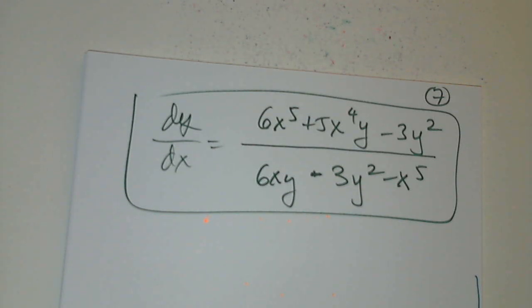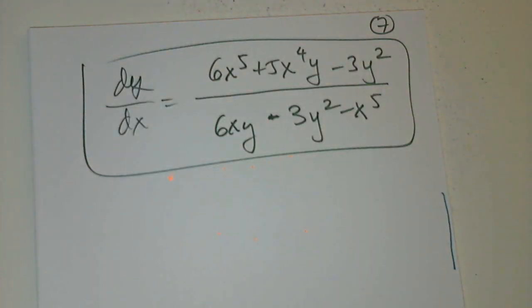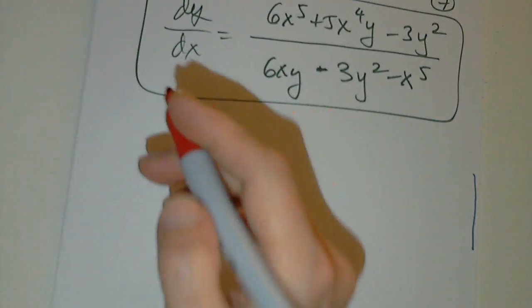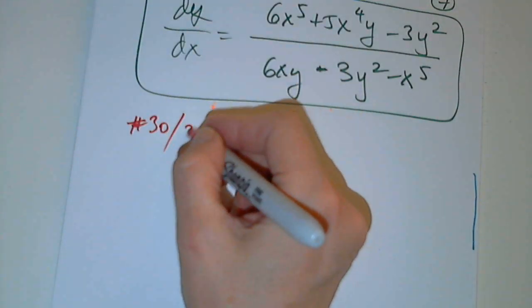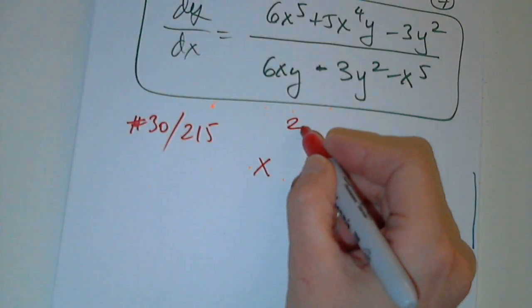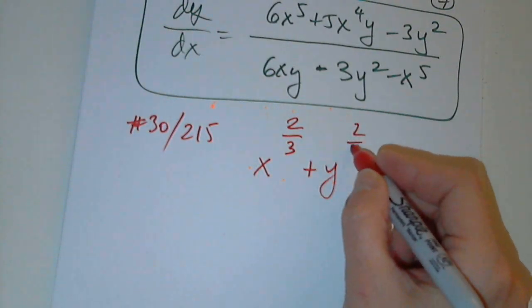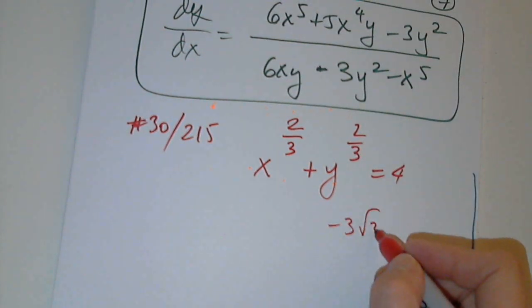Here they are, page 215. It's up to you. You tell me if you want this one or another one. Can we do number 30? Number 30, I see. Number 30 on page 215. So this is x to the 2/3 plus y to the 2/3 equals 4, and the point is negative 3 square root of 3, comma 1.